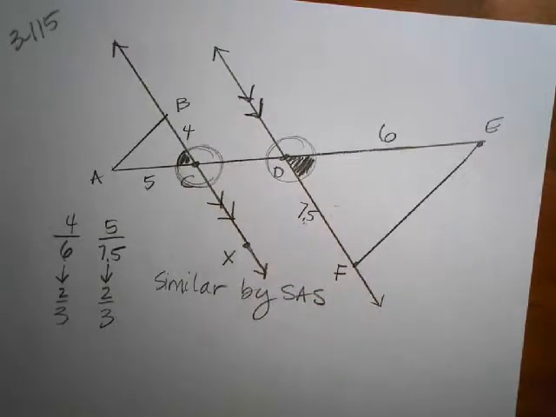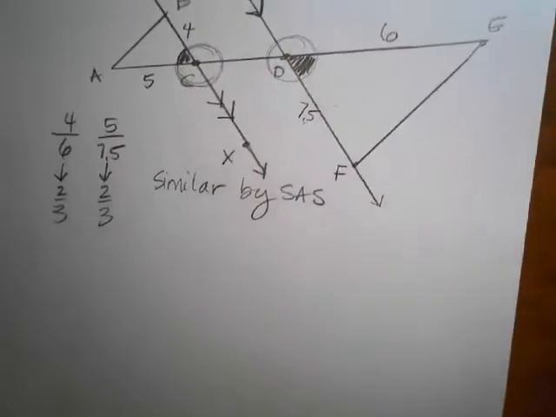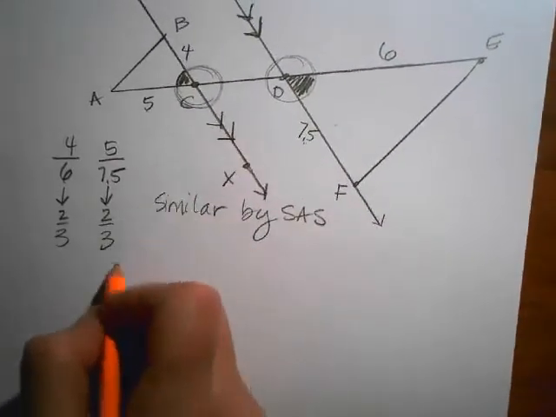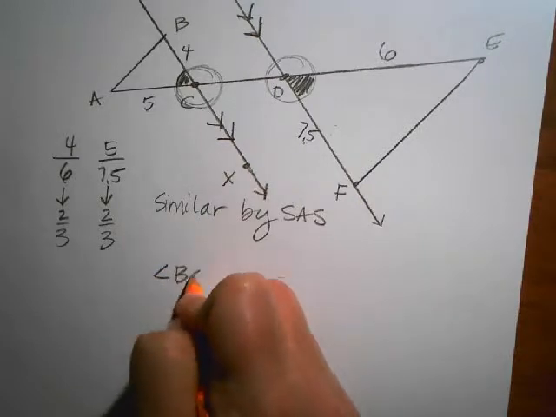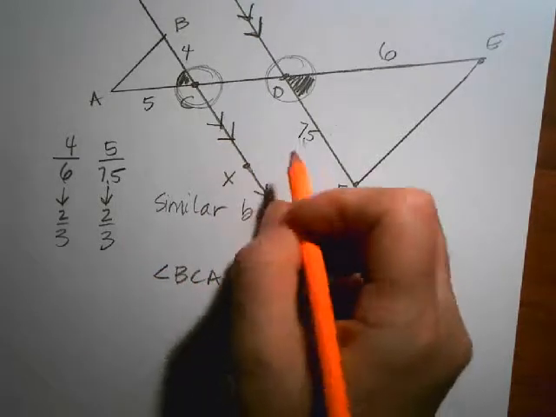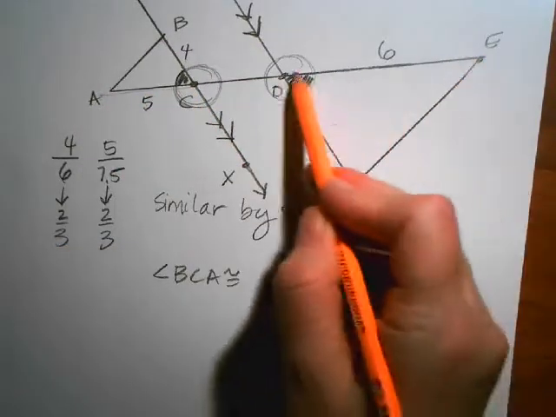So we need to write a proof, a flowchart proof. So I'm going to start by saying angle BCA is congruent to angle, so BCA is right here, congruent to angle EDF.